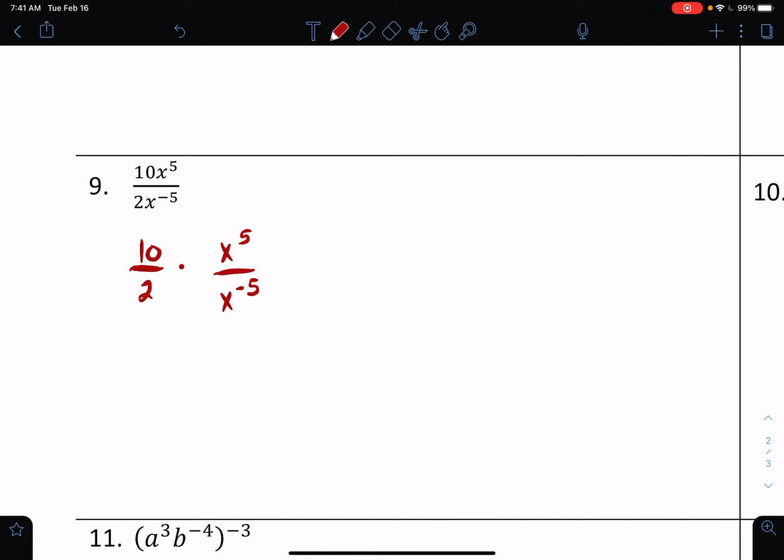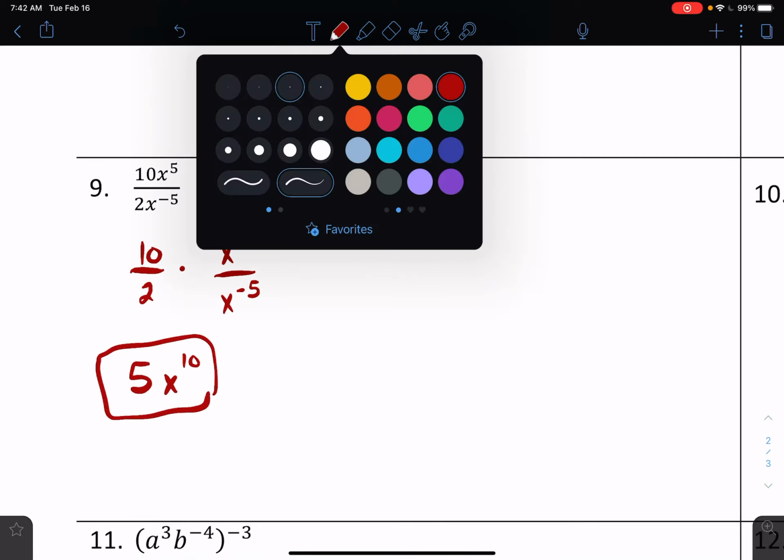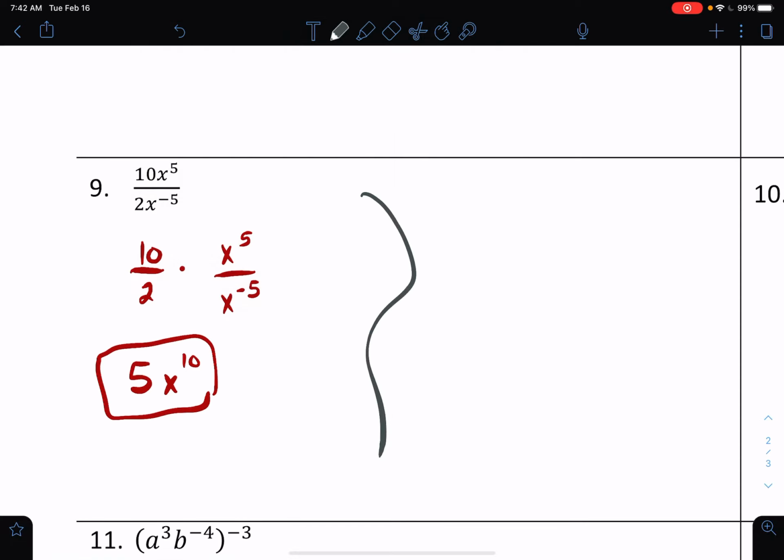So 10 divided by 2 is 5. And then with the x's, since I'm dividing, I can subtract their exponents. 5 minus negative 5 is the same thing as 10. So this would be 5x to the 10th. So that's one way we could look at it.